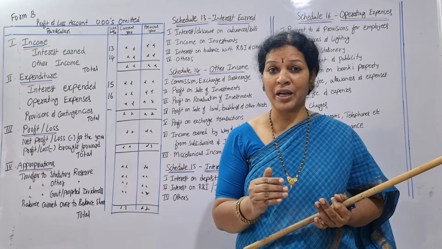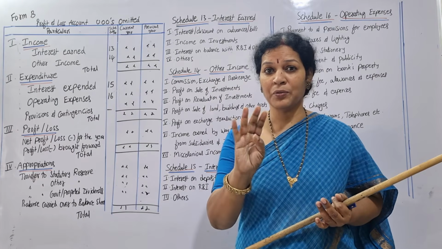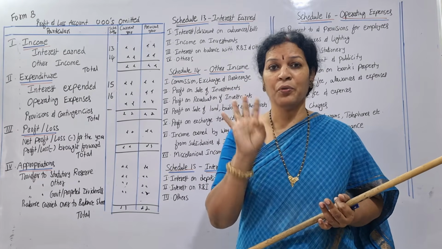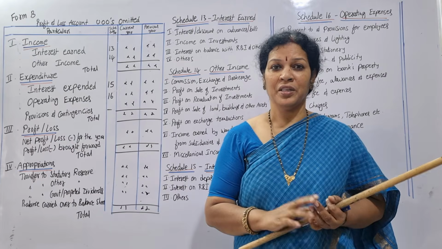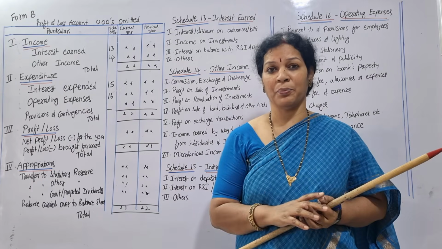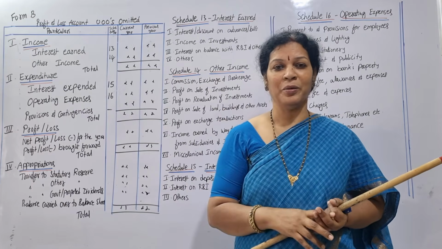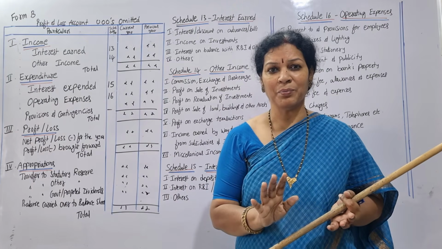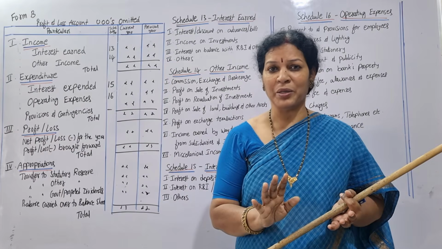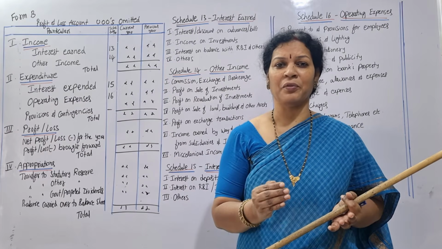In Form B, we have schedule number 13, 14, 15, 16. Only 4 schedules we have. If you learn the format of profit and loss account of banking companies, you can go ahead for the practical problems. Now, very simple and easy, I'll make you understand this format of profit and loss account.